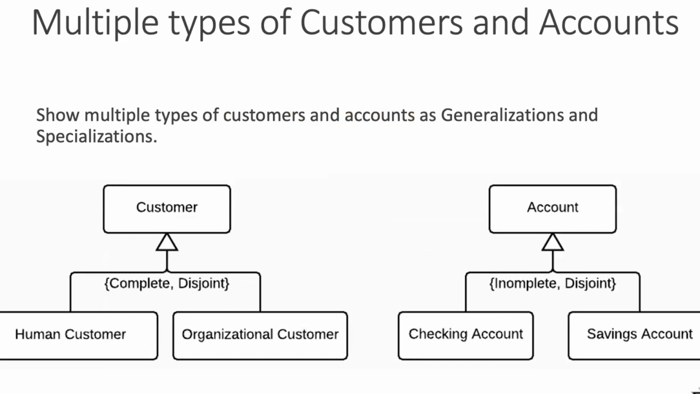So the example that I mentioned for the account, checking account, saving account, we mentioned that it is incomplete disjoint. And also for the customer, in the organization that they have, there is a human customer and organizational customer. In this system, there is no other customer as well. So in this case, we have the complete relationship. And also one customer at the same time cannot be organizational and a human customer. So there is no overlap between these two. So this is the disjoint version.